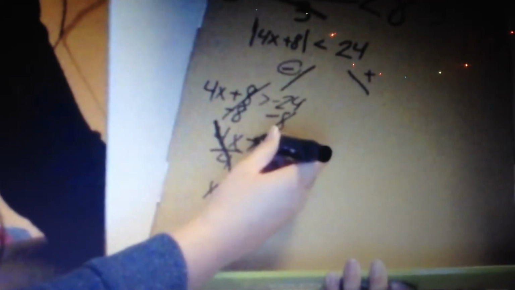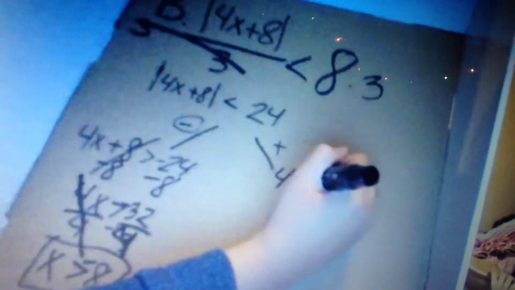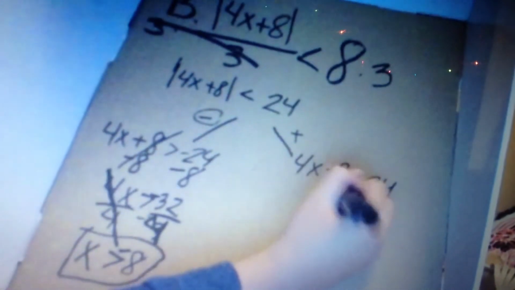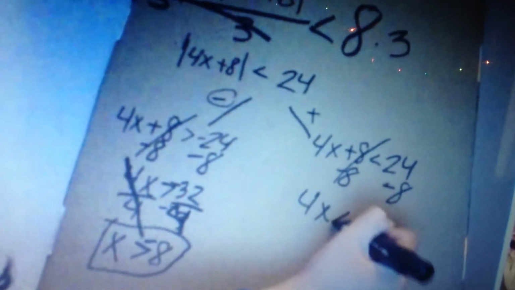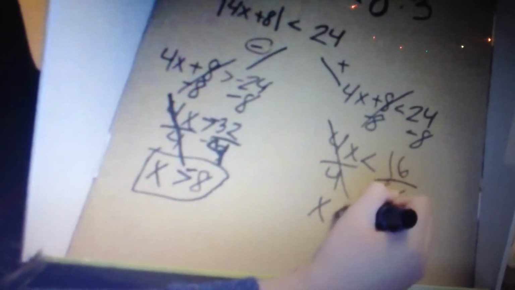Oops, I forgot to add the negative right here. My bad. To get the negative 8. And then on this side, since it's regular, it's the same thing. 4x plus 8, same symbol and everything, 24. So then you subtract 8. And 4x is less than 16. And you divide by 4, I'm sorry. Divide by 4, and you get x is less than 4.